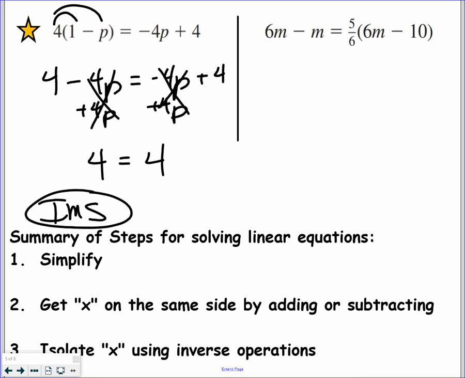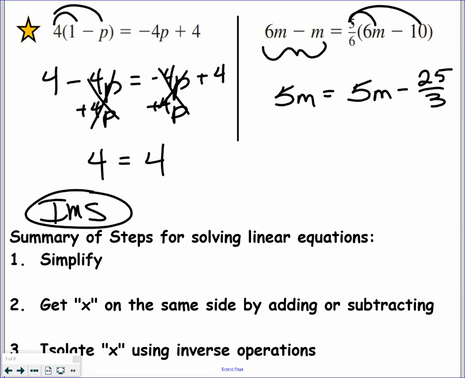Next one. All right, there's a lot of little steps to this one. I see a 6m and a 1m. So 6m minus 1m is 5m. So I added like terms on the left-hand side. Distributing on the right-hand side. A fraction. Okay, and most of you are not going to like this little situation. 5/6 times negative 10 would be 25 thirds.